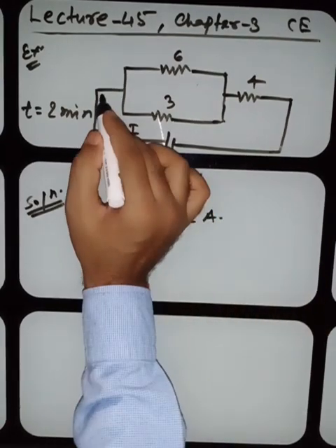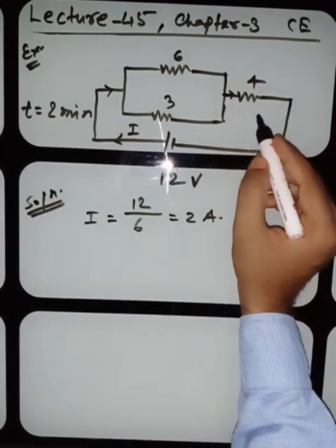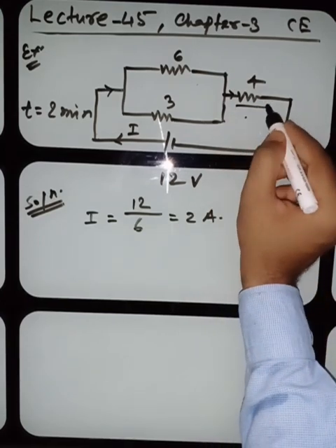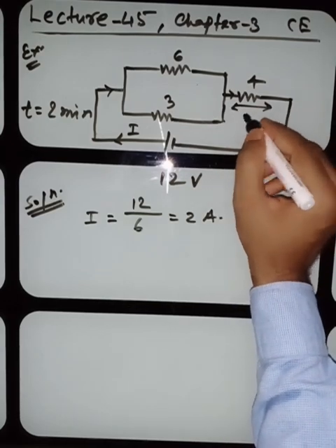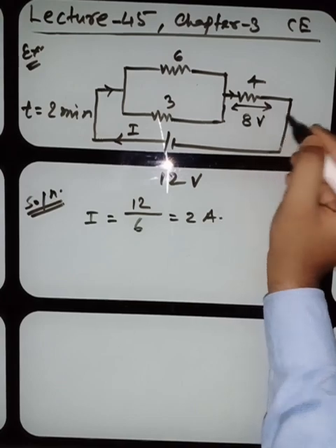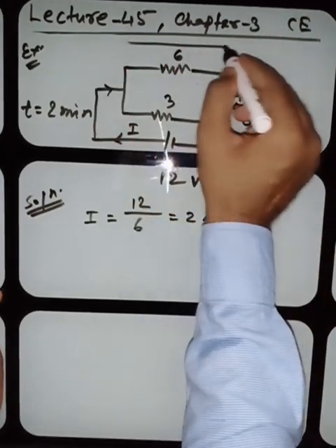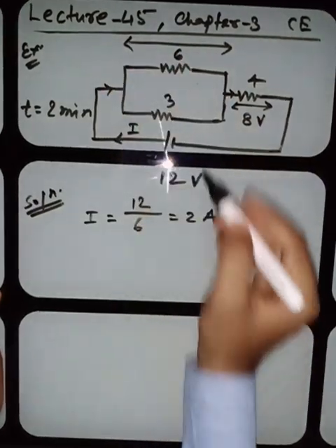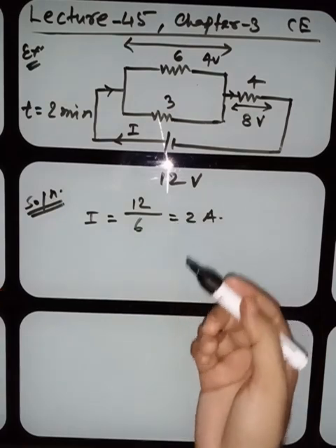Now 2 ampere current is moving. At this point, how much current will reach? 2 ampere. So how much voltage will drop across here? 2 fours are 8 volt. 8 volt. Now how much potential is left over here? The answer is 4 volt. I hope you understand.